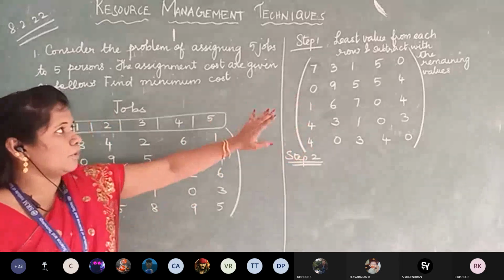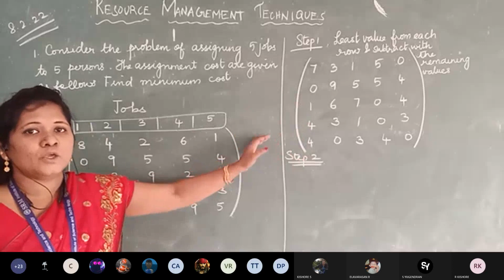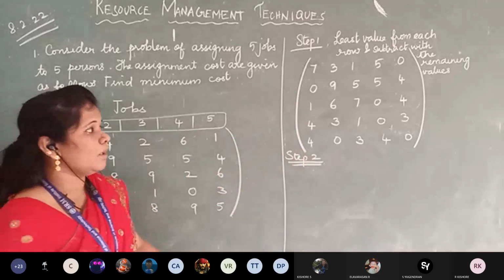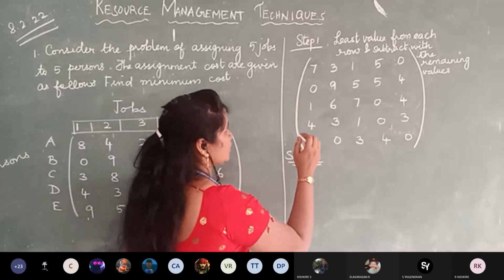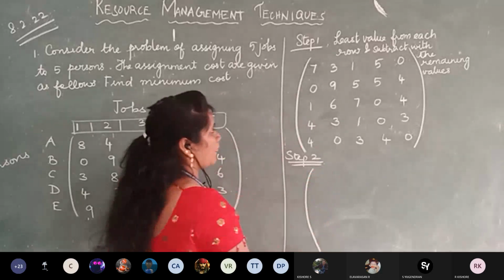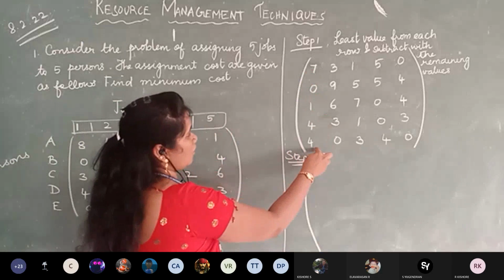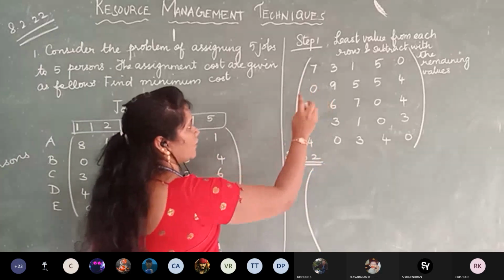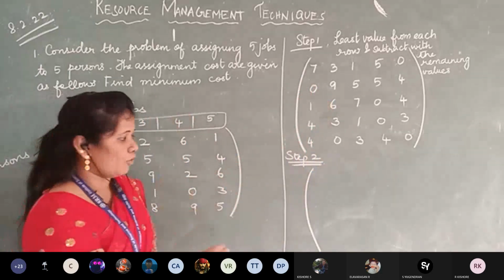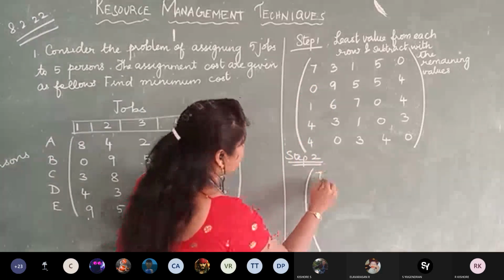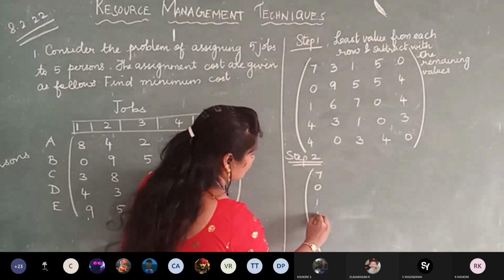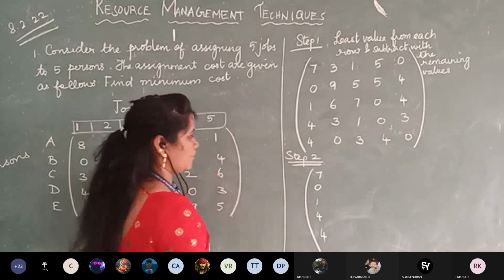Okay. We have found out your first step. From your first step, you will go on to step 2. In your step 2, you will take it column wise. So already if you see in your first column, you have got 0. Since we have got 0, we will write the column just like that. So it will be 7, 0, 1, 4, 4.